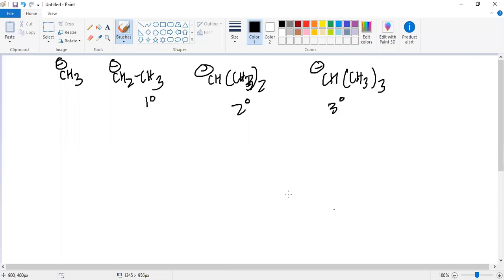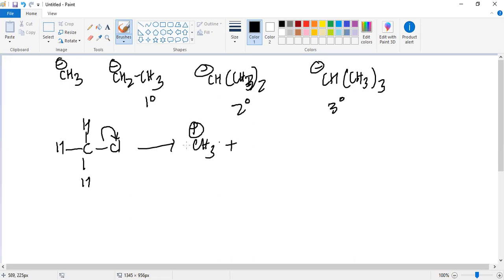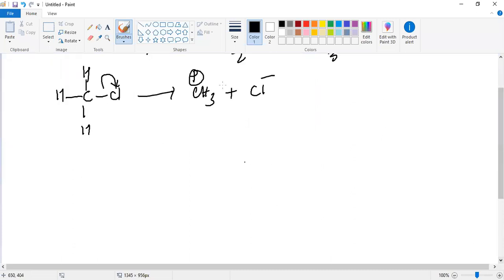Now what happens, my dear students, let me explain to you once again. When we have CH3Cl, which we have studied, in that case both the electrons go to Cl and we get CH3 plus and Cl minus.